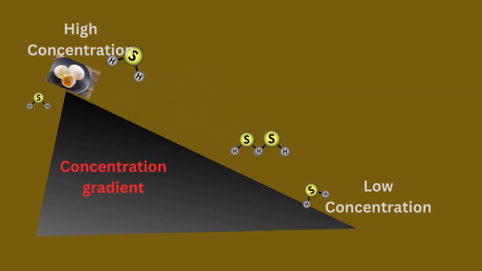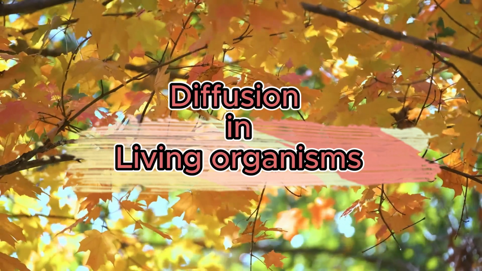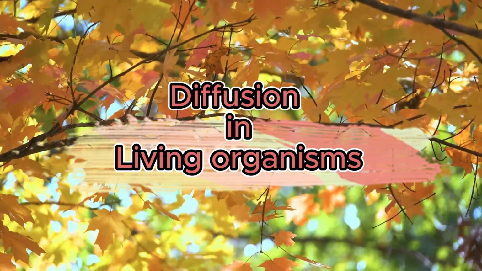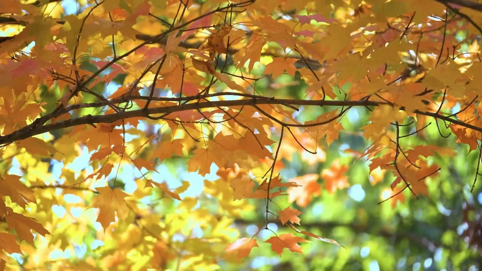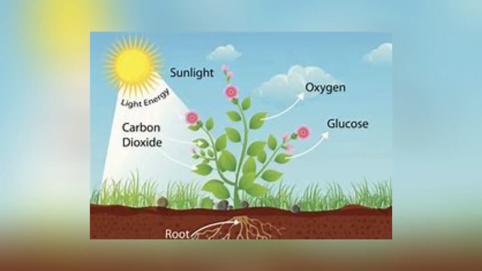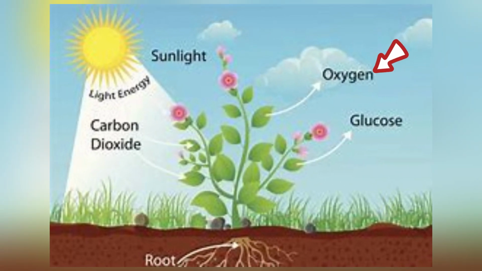Another word for slope is gradient. We can therefore say that there is a concentration gradient from the rotten egg to the rest of the room. The overall result of diffusion is that the hydrogen sulfide molecules move down this concentration gradient. Diffusion in living organisms. Living organisms get many of the substances they need by diffusion. They also get rid of many of their waste products in this way.